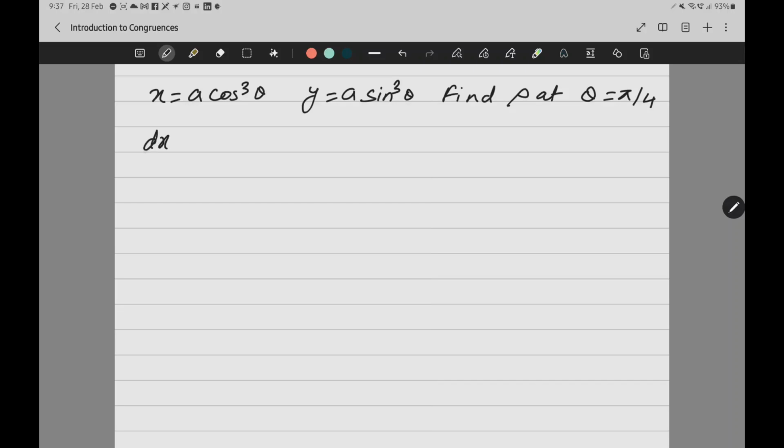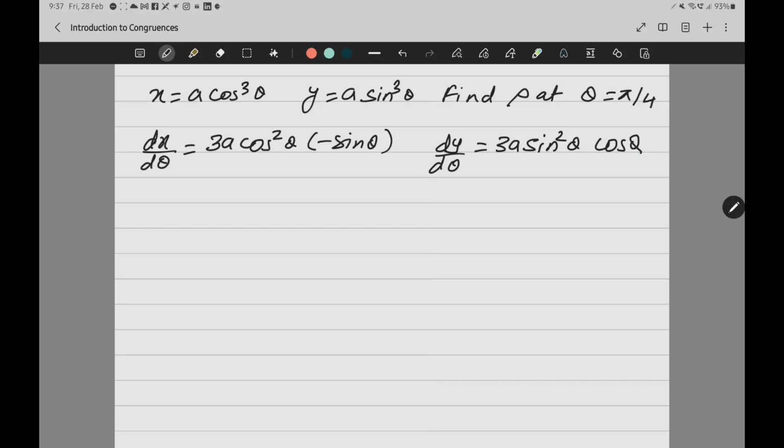First thing I will find out dx by d theta. So how will I do it? By chain rule, this 3 is there. So 3a cos square theta into minus sin theta. Right? And dy by d theta will be 3a sin square theta, and sin theta differentiation is cos theta. Now first I want y1. y1 is dy by dx, which is dy by d theta upon dx by d theta.